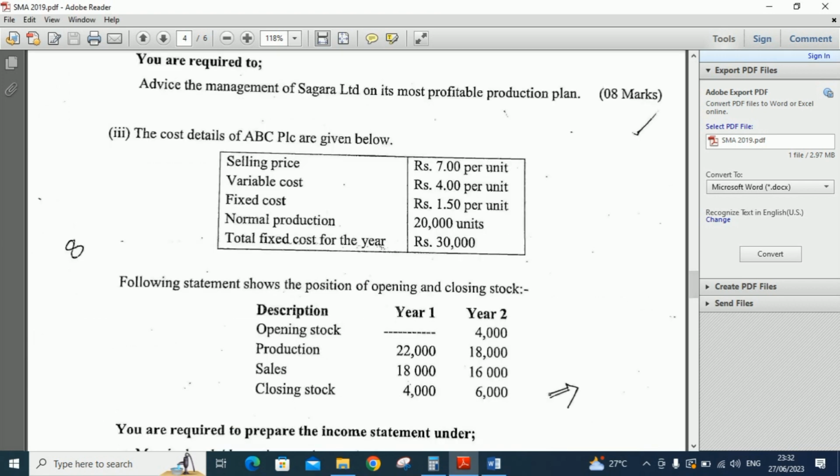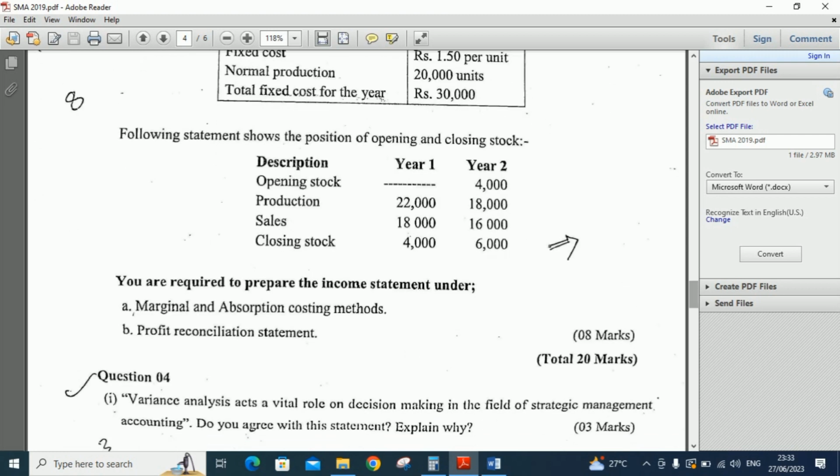The question is: the cost details of ABC PLC are given below. Selling price rupees 7 per unit, variable cost rupees 4 per unit, fixed cost rupees 1.5 per unit, normal production 20,000 units, total fixed cost for the year 30,000. The following statement shows the position of opening and closing stock.